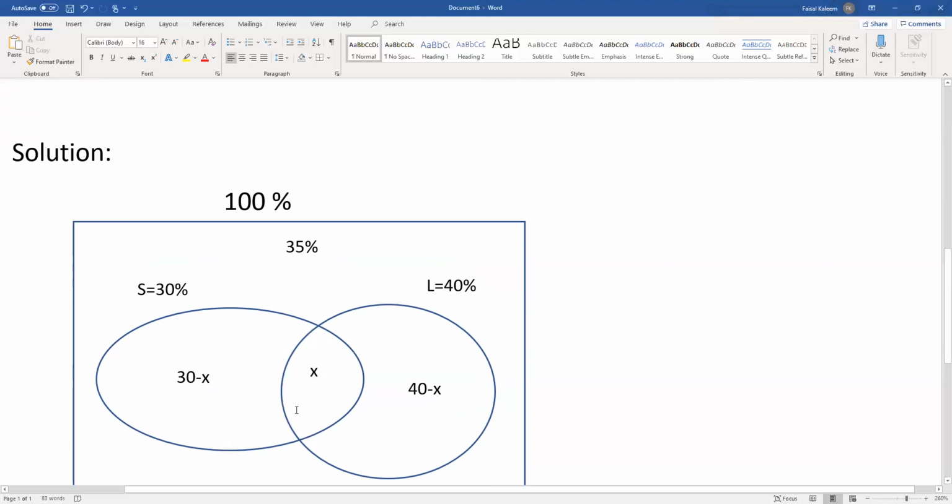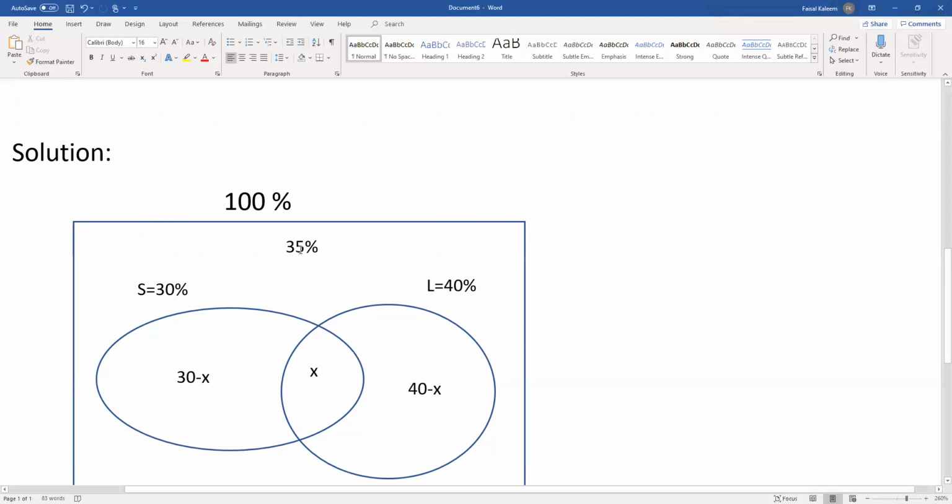So after you take away this X from the left oval, it's reduced to 30 minus X, where it's understood that X will be in percentages since all these numbers are in percentages. So after removing X% from the 30%, we are left with 30 minus X. And similarly, once this X is taken away from the right circle, we are left with 40 minus X on this side. So what we have is 30 minus X over here, X in the middle, and 40 minus X to the right. And then don't forget this outer space, which is 35%.